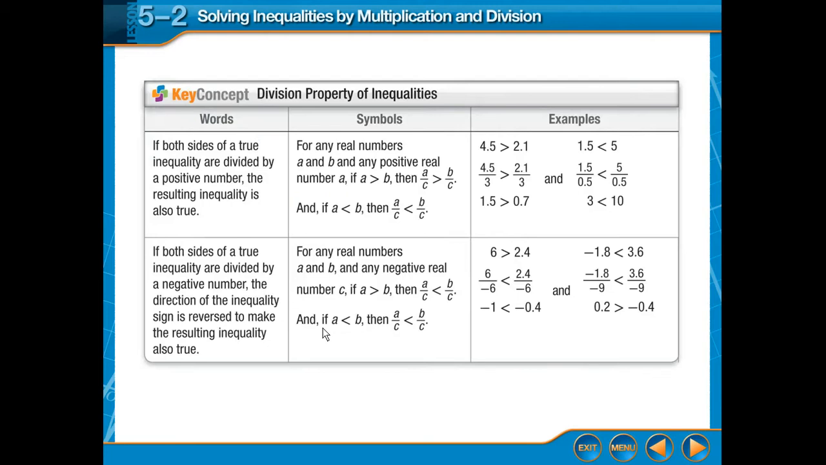The same idea happens for division. If both sides of a true inequality are divided by a positive number, the resulting inequality is also true. So 4.5 and 2.1, if I divide each by 3, I get 1.5 and 0.7. 1.5 is still greater, so it's still facing the same way. But if I wanted to divide both of these by a negative 6, I have to switch the direction of that sign because that makes it true.